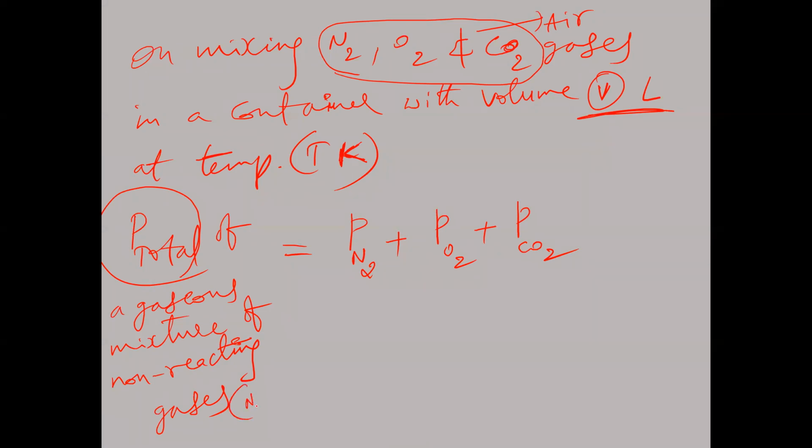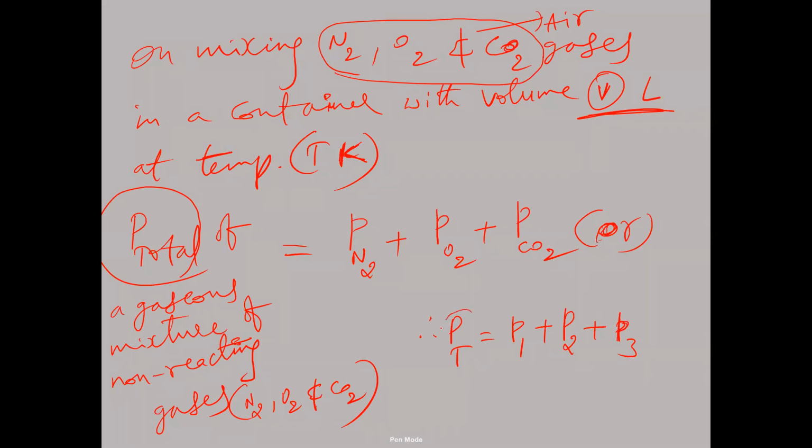What are these non-reacting gases? We have taken N2, O2 and CO2. For them, the total pressure is P total, PN2 plus PO2 plus PCO2. For three gases, therefore, P total is equal to the partial pressure of the first gas plus the partial pressure of the second gas plus the partial pressure of the third gas. Now what we can say here: the total pressure of a gaseous mixture of non-reacting gases is equal to the sum of partial pressures of all the individual gases.